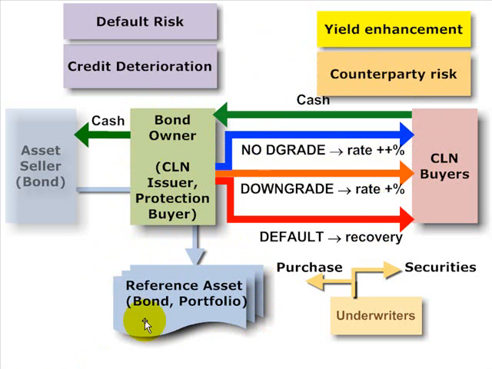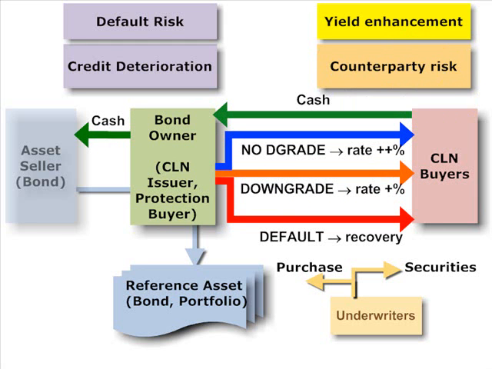Consider if the reference asset is downgraded or default, or even if nothing happens to it. You can see in all scenarios the investor, the CLN buyer, is really dependent on the promise from the CLN issuer that they will receive these coupons and eventually principal. So the CLN buyer or the investor really has the counterparty risk.